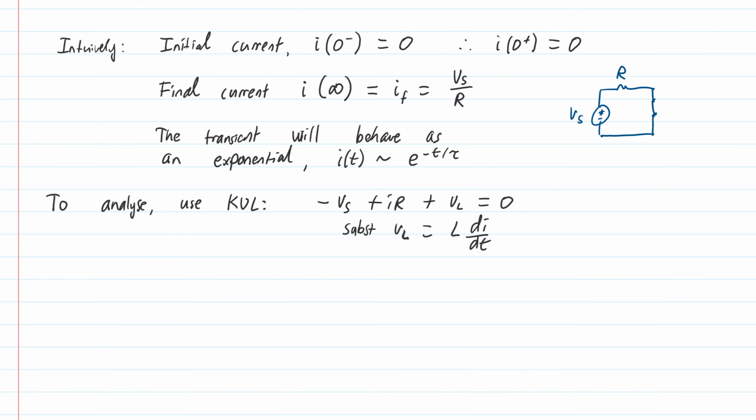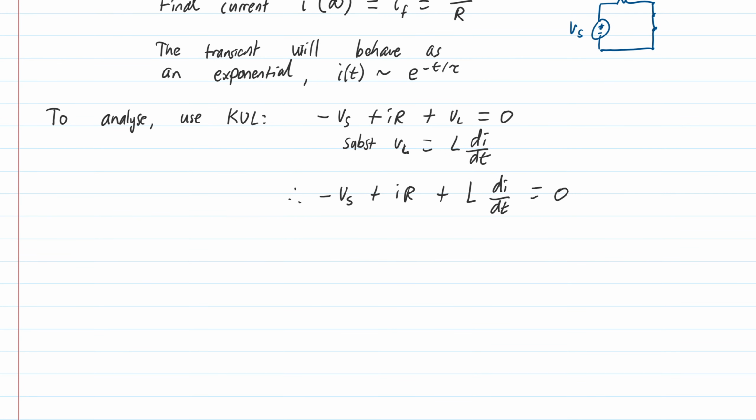So I substitute that in, and what I end up with is the following differential equation. So minus Vs plus IR plus L di dt is equal to 0. And so our question becomes to solve this differential equation. So you can do that by a separation of variables. The actual mathematical proof is in the textbook, so go and have a look at it there. But what I will do is go straight to the answer here.